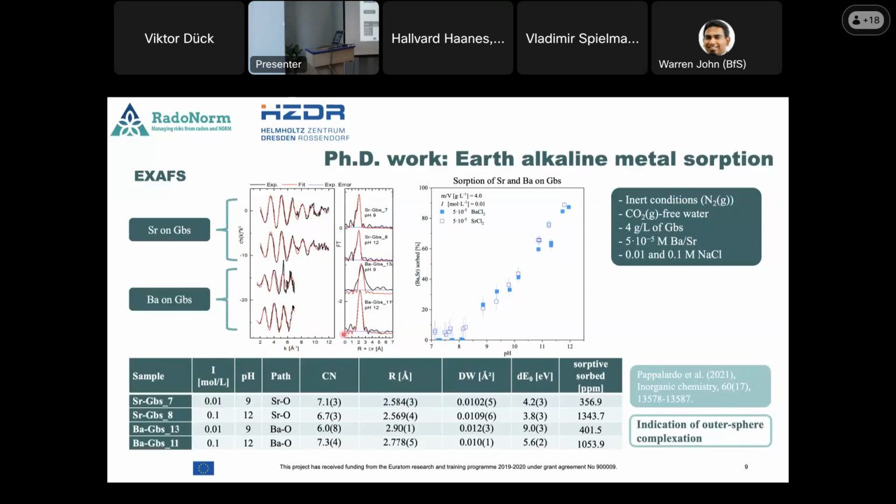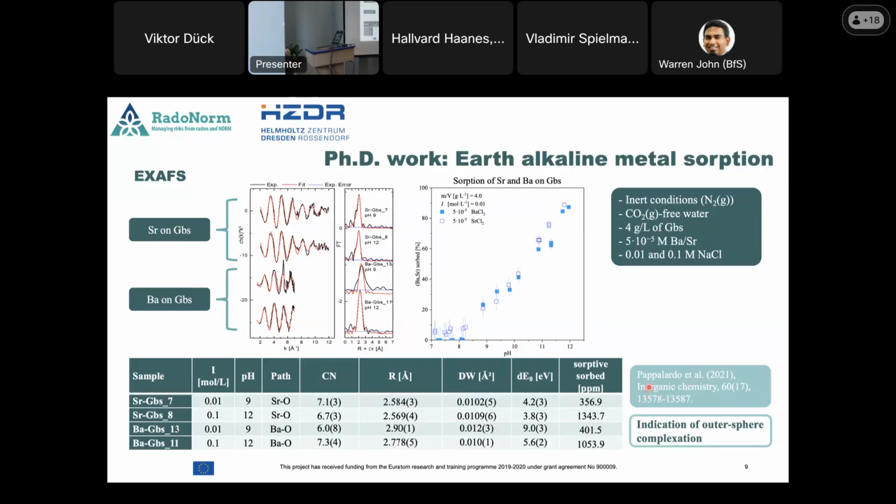Since the conventional spectroscopic methods are not useful for earth alkaline metals, we used EXAFS for strontium and for barium on gibbsite. For barium, it didn't work out that well because we had issues with focusing the laser in the right wavelengths. Sorry. But since we have this high similarity here for barium and strontium, we can also just take a look at strontium.